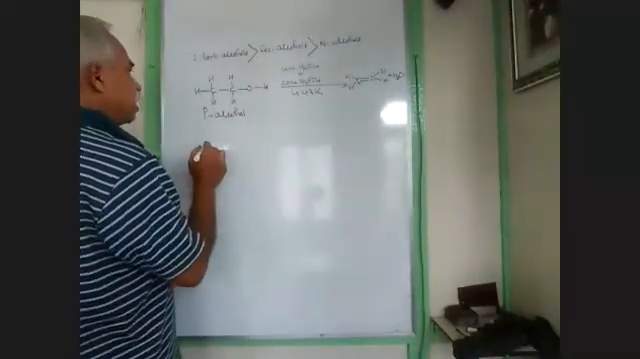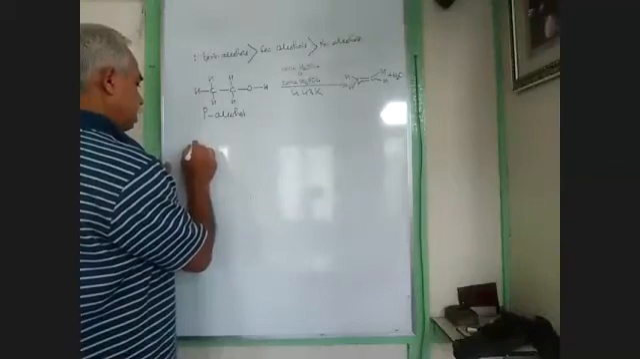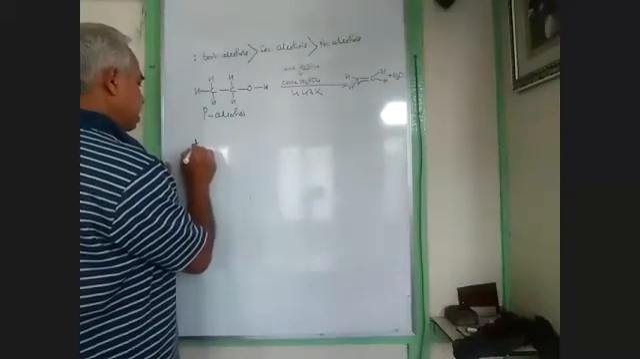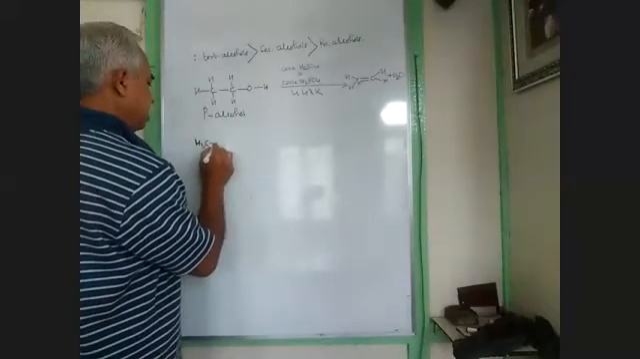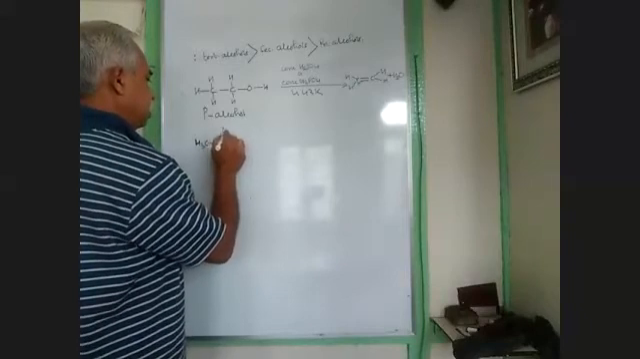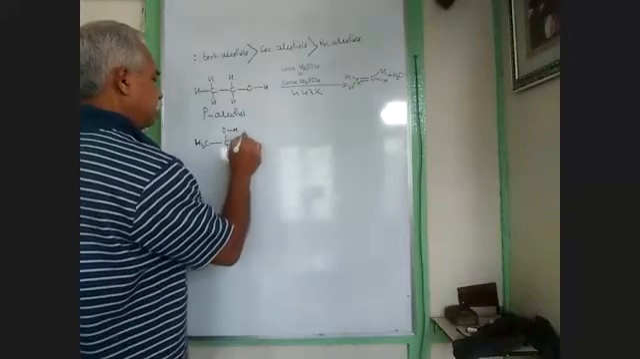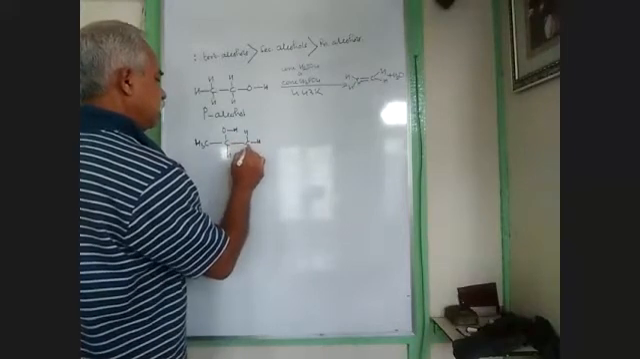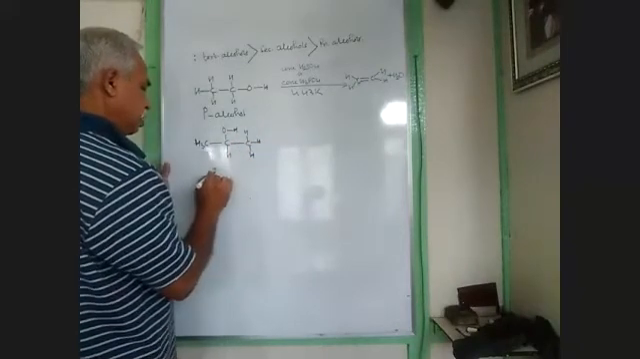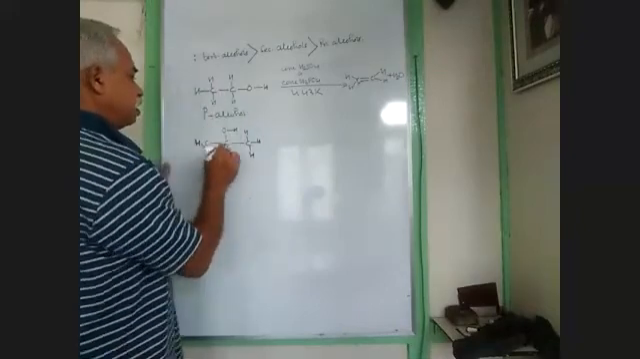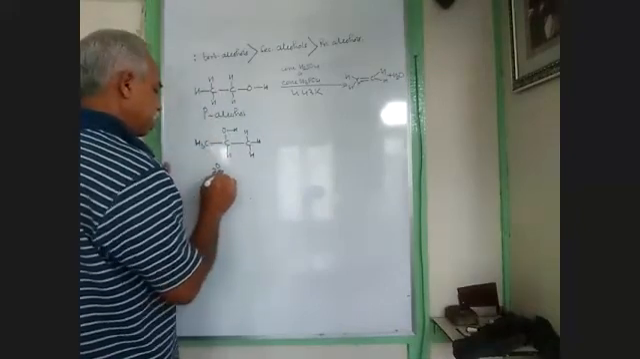Now when I go for secondary, say I have taken here CH3, C, OH, H, CH3. This is ethanol, this is propan-2-ol or isopropyl alcohol.